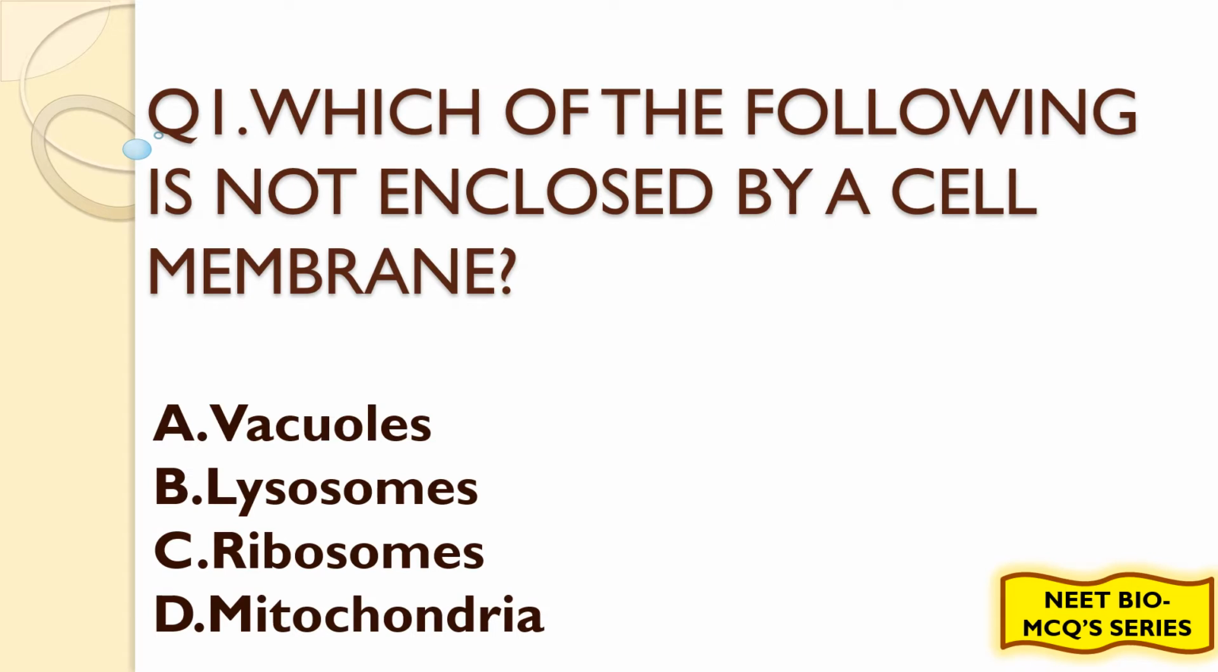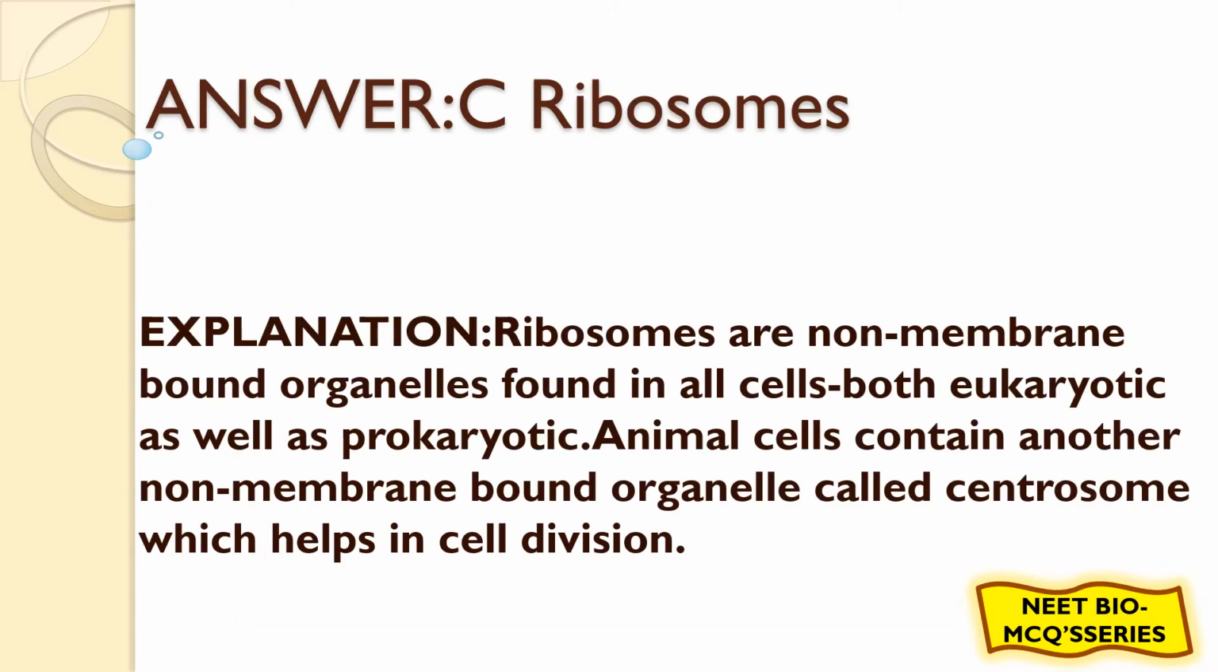Question 1. Which of the following is not enclosed by a cell membrane? Options are A. Vacuoles, B. Lysosomes, C. Ribosomes, and D. Mitochondria. Which of these do not have a cell membrane? The answer is C. Ribosomes.